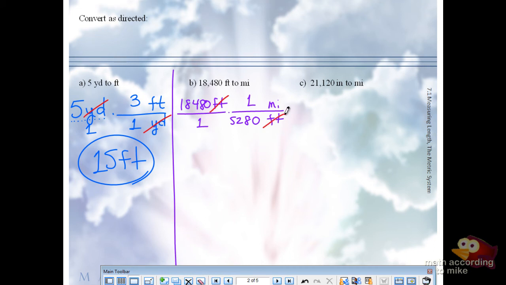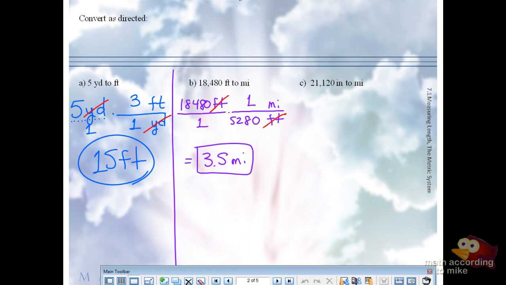Unfortunately, we get an ugly number here. Actually, no, I think it's a nice number. What is 18,480 divided by 5,280? Oh, that's a nice number. All right, that's cool. So we get 3.5 miles. Now, if on the test I knew it was going to be an ugly number, I'll tell you, round it to this many. This one turned out okay. So let's continue with this example.